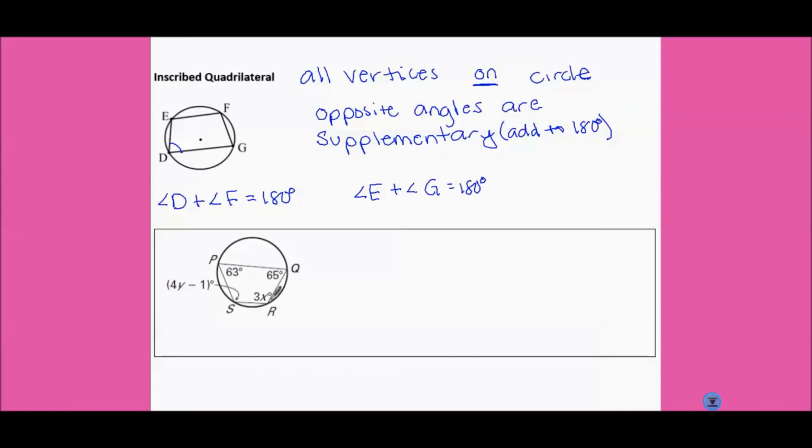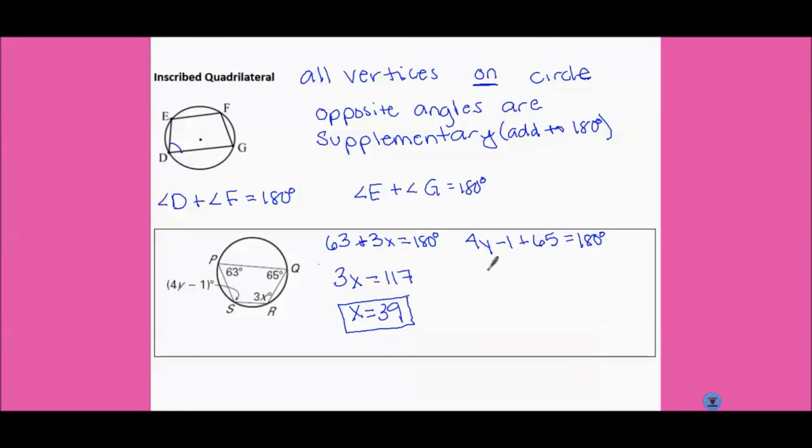Angle P and angle R would have to add to 180 degrees, so 63 plus 3x equals 180, and angle S and angle Q, so 4y minus 1 plus 65, would have to also equal 180 degrees. If we subtract the 63, we get 3x equals 117, and x equals 39.